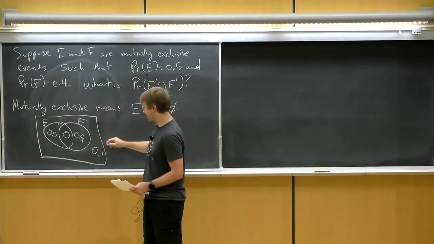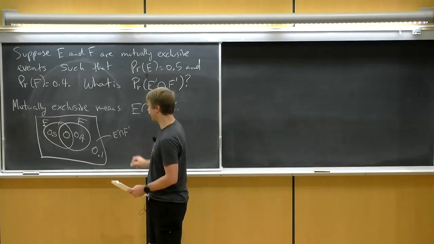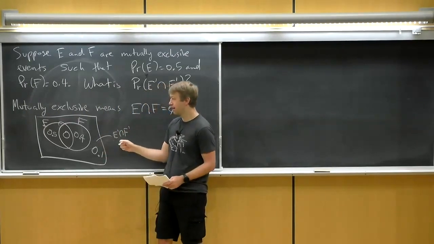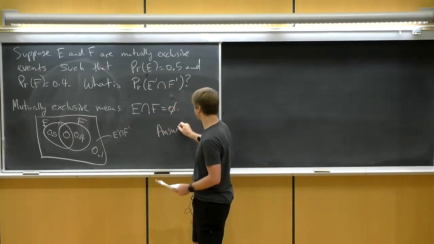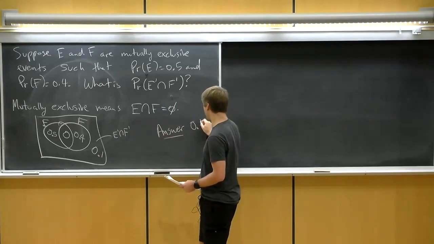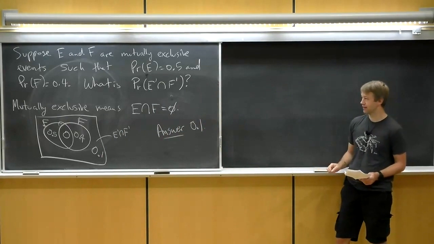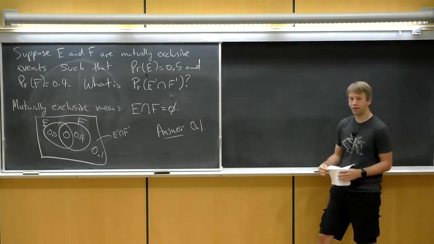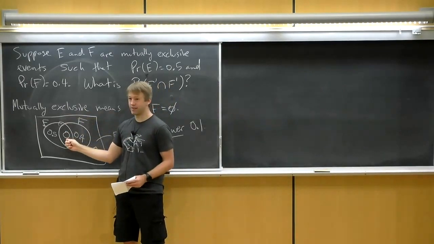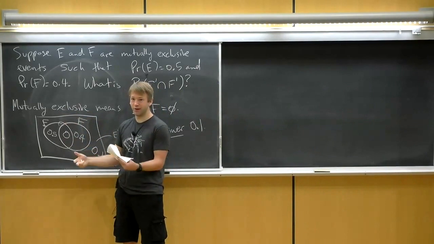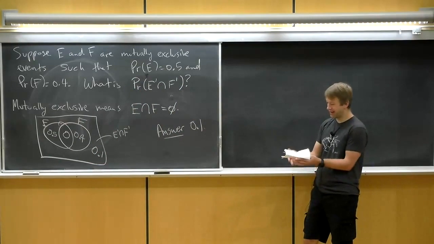And the outside is the complement of E intersect the complement of F, right? Because it's the stuff that's not in E and also not in F. So now your answer is 0.1. Okay. So basically, this mutually exclusive thing was used to write the 0 in the middle because they're disjoint. They have nothing in common. So the probability of their intersection is 0.